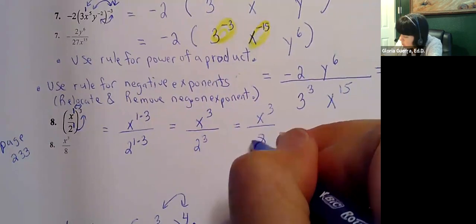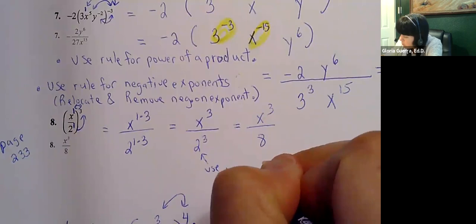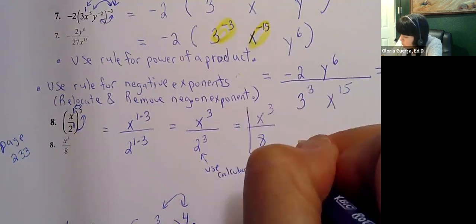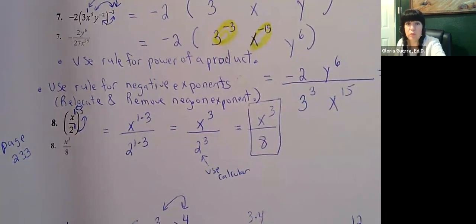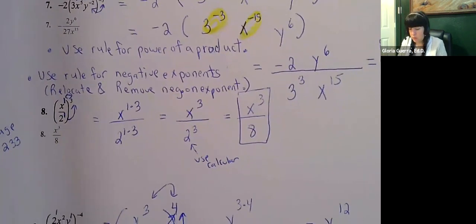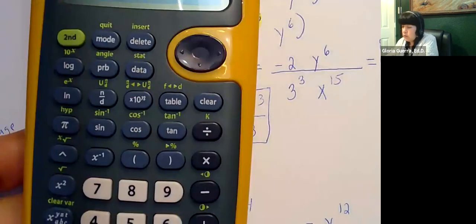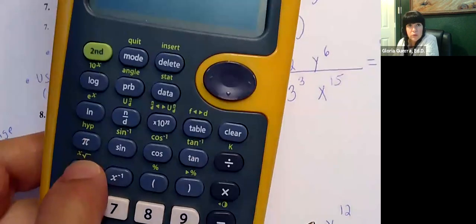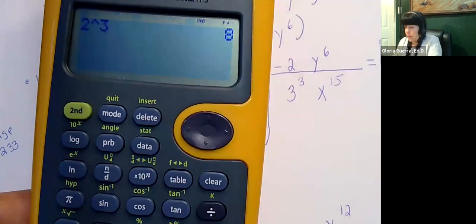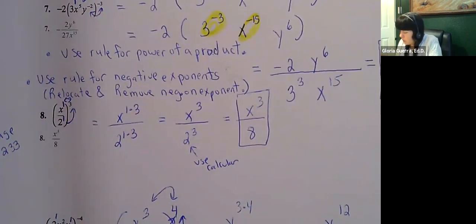So on this, you're using your calculator. 2 times 2 is 4, times 2 is 8. That's 2 cubed. I can show you that here. You have your 2. You raise it to this power, and then you hit enter. Okay.